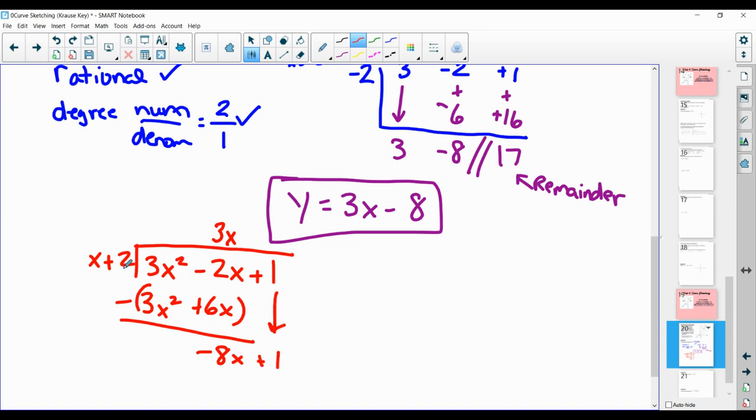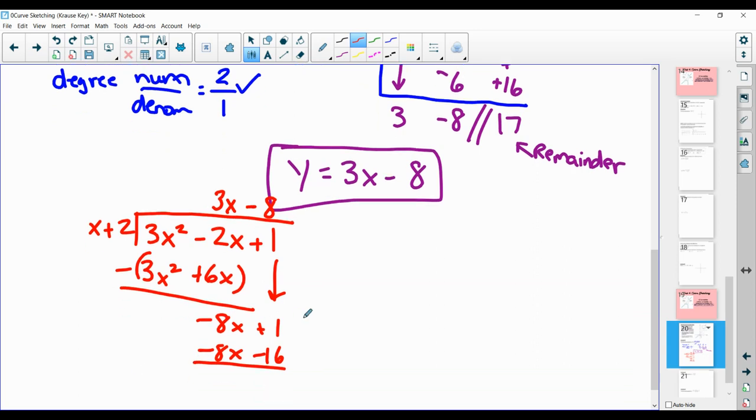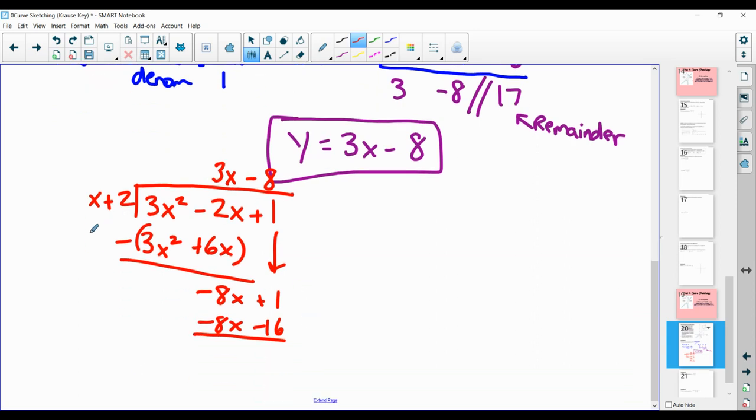And in order to get negative 8x, we're going to have to multiply by negative 8. So we're going to have negative 8x minus 16. So negative 8 times 2 is negative 16. And if we subtract, we're going to have 1 minus negative 16, which is a positive 17. Again, we're not worried about the remainder. We're looking for our equation. And so our slant asymptote will be 3x minus 8.